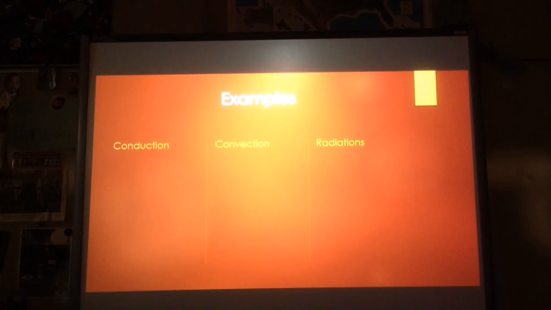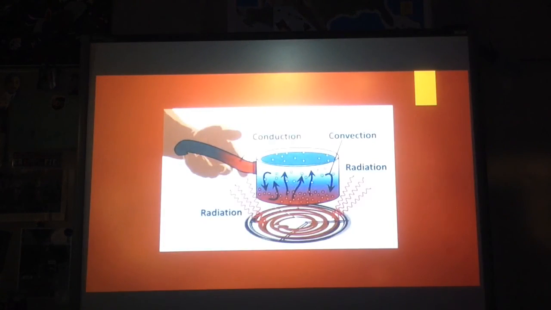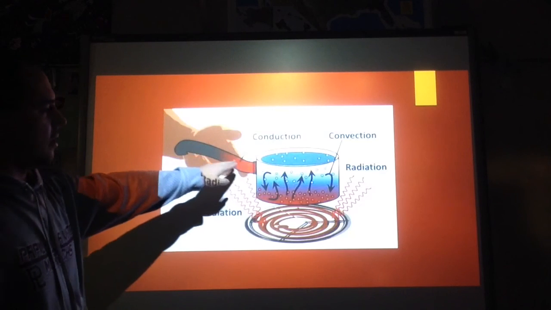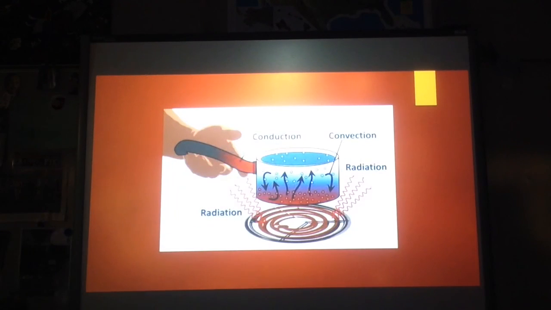I looked for a picture that would represent all of them, and this one was relevant. We have the conduction and the handle, and this is why the handle is not usually made of the same material that the pot or the pan is, except for with maybe cast iron. In cast iron, you don't grab with a bare hand because it hurts.